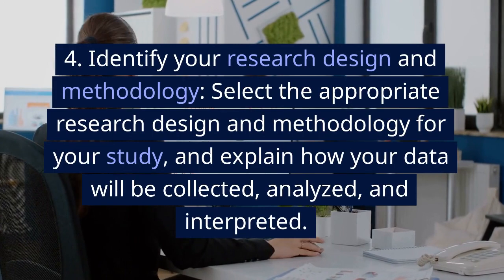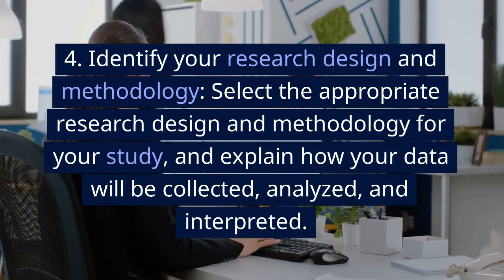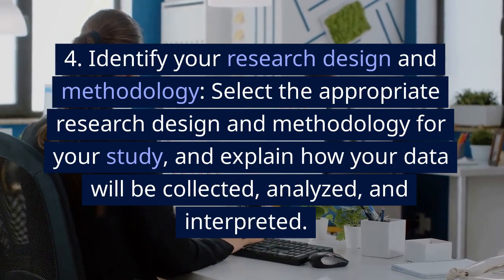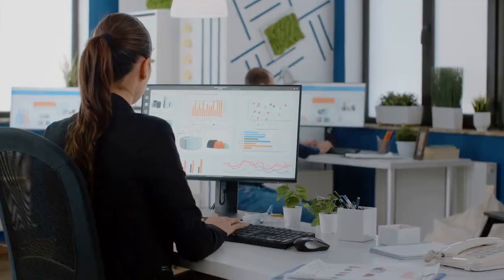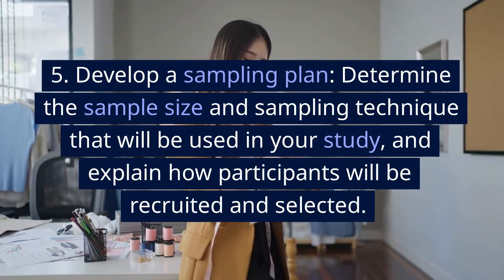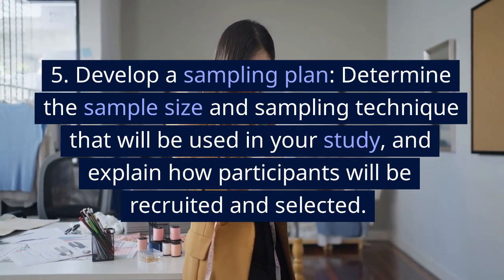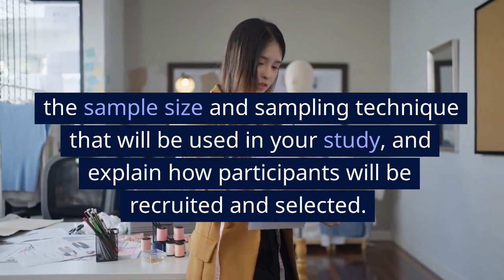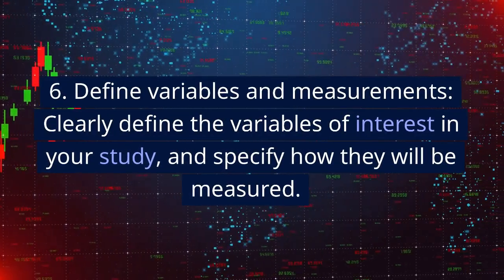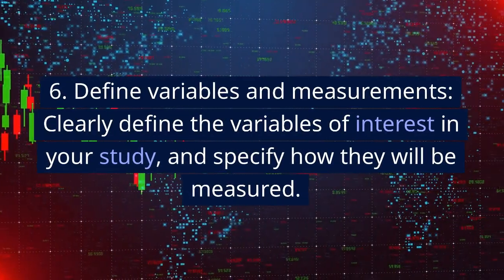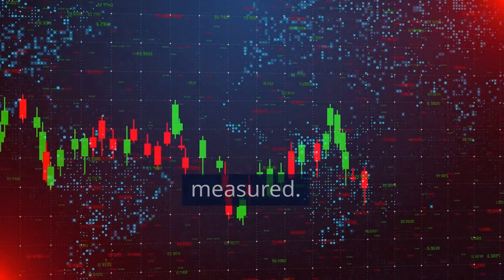4. Identify your research design and methodology. Select the appropriate research design and methodology for your study, and explain how your data will be collected, analyzed, and interpreted. 5. Develop a sampling plan. Determine the sample size and sampling technique that will be used in your study, and explain how participants will be recruited and selected. 6. Define variables and measurements. Clearly define the variables of interest in your study, and specify how they will be measured.